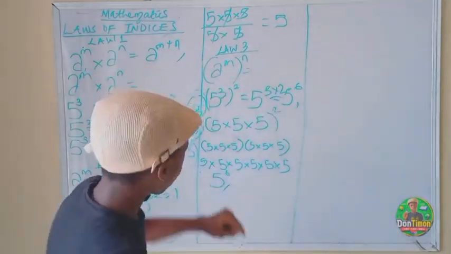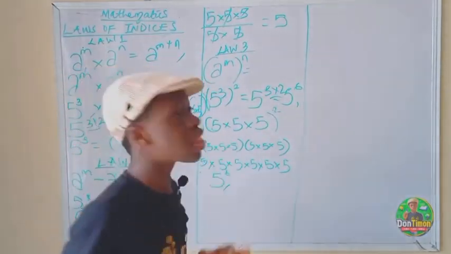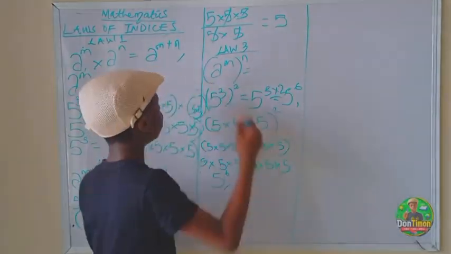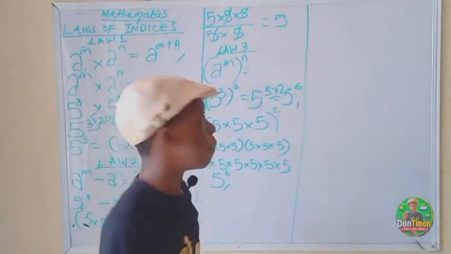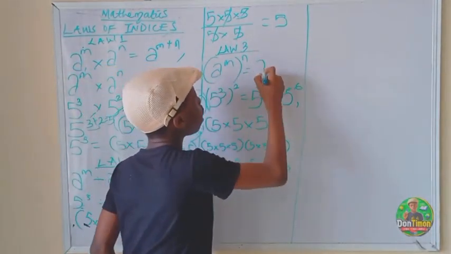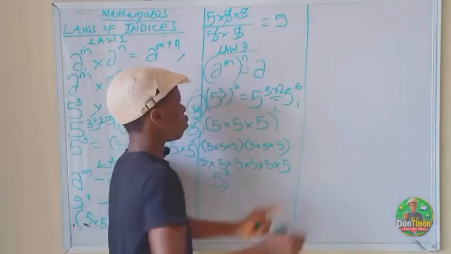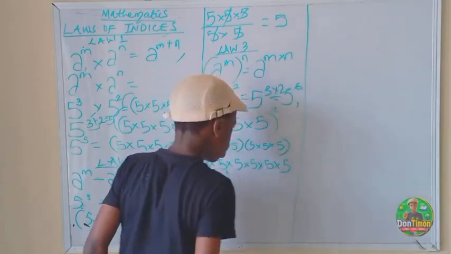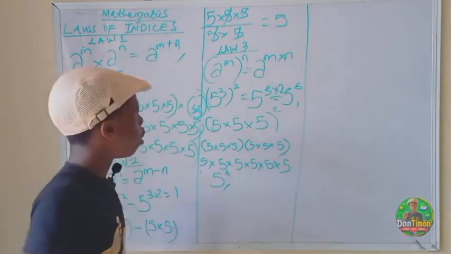Now that we have acquired the example to further explain this law, we can now state this law. A raised to the power of m, in brackets, raised to the power of n, is a raised to the power of m times n. That is our third law.